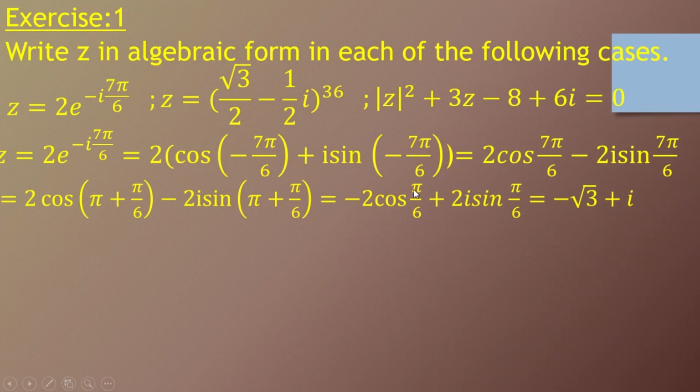Cosine pi by 6 is radical 3 over 2. Sine pi by 6 equals half. Here we have minus 2. So we get minus radical 3 over 2 plus i over 2.